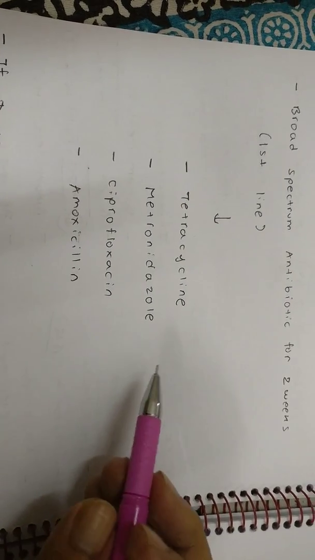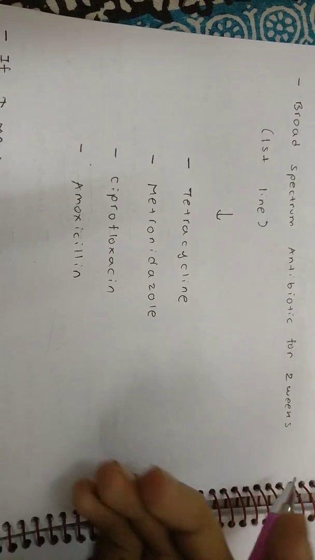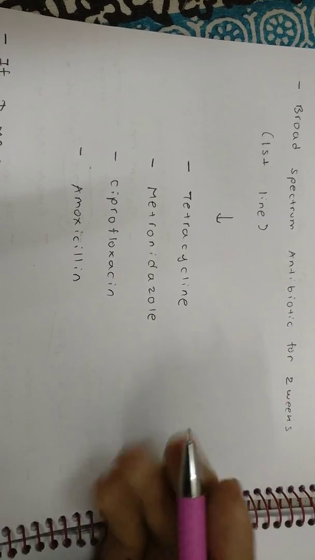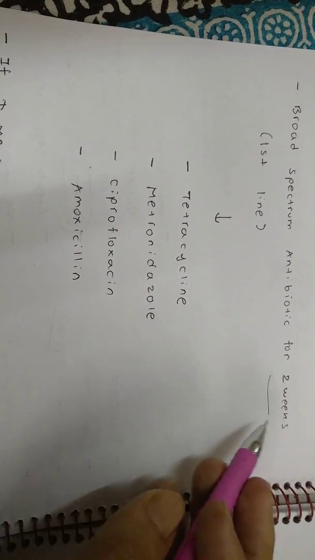Now what could be the possible management in this case? First of all comes the broad spectrum antibiotics that can be given. For example, it is usually given for 2 weeks. Now when we give the broad spectrum antibiotics, we have to be sure about what we are giving. These antibiotics should cover both the aerobic and the anaerobic organisms, which is important. For example, we can give tetracycline, metronidazole, ciprofloxacin, amoxicillin, which might be helpful and are given for 2 weeks.